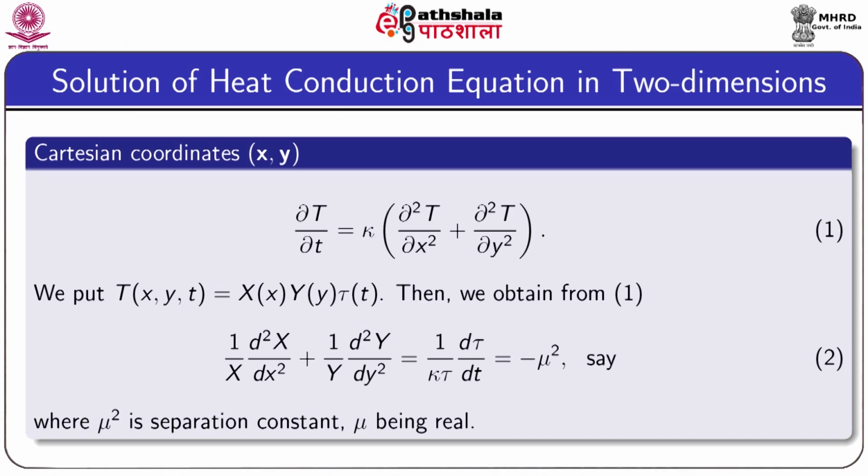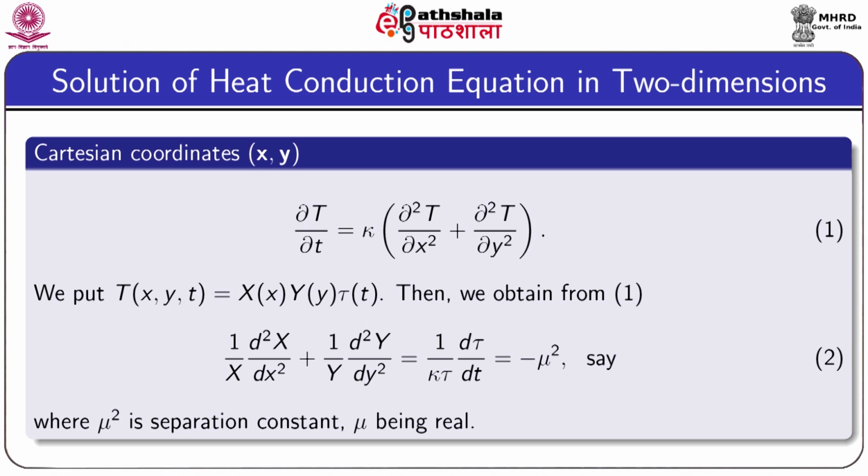The heat equation in Cartesian coordinates is given by equation 1. So here we have considered only two independent variables, x and y. Now we shall apply the method of separation of variables. For that, we write the solution capital T as a product of three functions, capital X, capital Y and tau, which are functions of small x, small y and small t respectively. Now if we substitute the value of capital T in 1, we get an equation which is written in equation number 2.